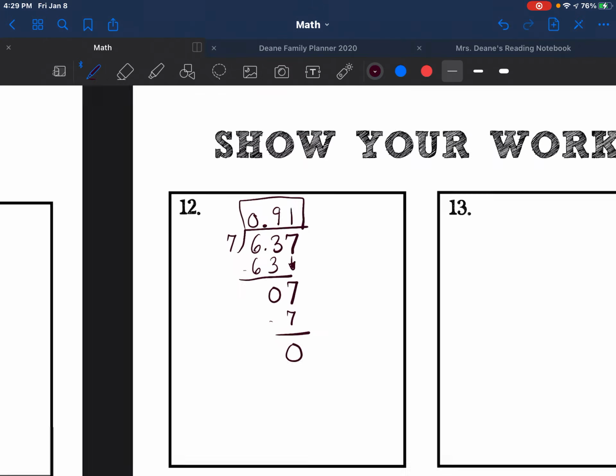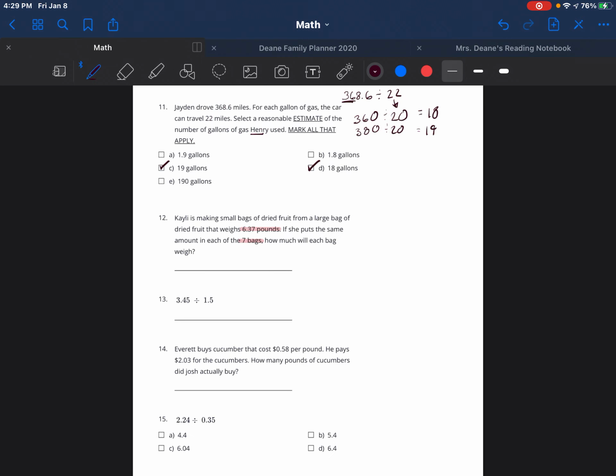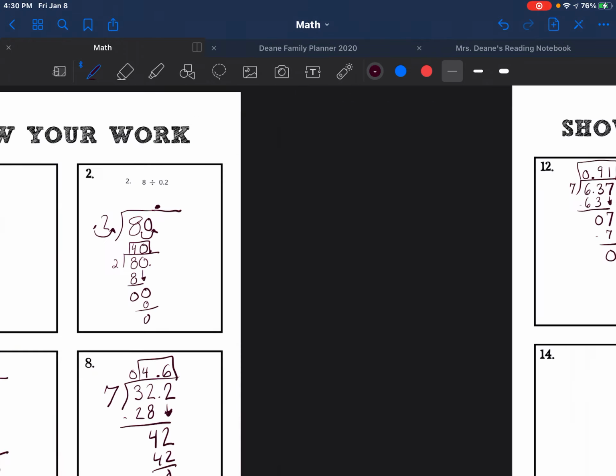So my answer is 91/100ths. So I write in my answer here, and we're dealing with pounds, so an acceptable label would be pounds or lbs, an abbreviation. All right, the next one, 3 and 45/100ths divided by 1 and 5/10ths.